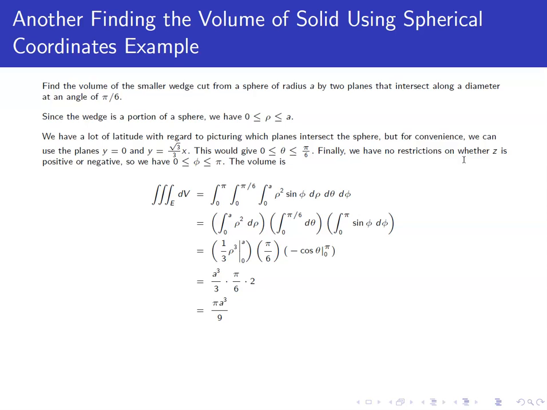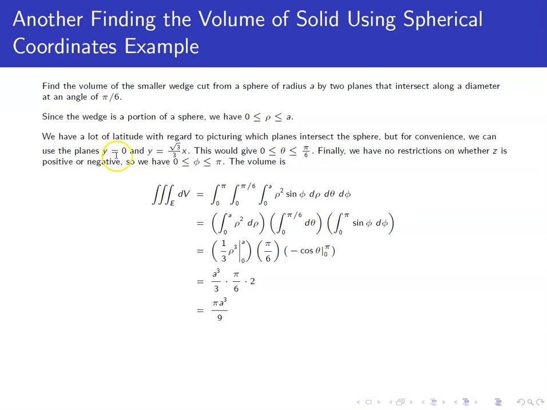Well, if we're in that wedge, then we have to have our rho going between 0 and a. So we've got a lot of latitude with how we can picture this thing, but probably the easiest way to picture it, at least in my mind, is to take the plane y equals 0, which would be the plane that's perpendicular to the xy plane that runs straight through the x-axis, and then rotate it 30 degrees from the positive x-axis, rotate it pi/6, and then you'll get the equation y equals √3/3 x.